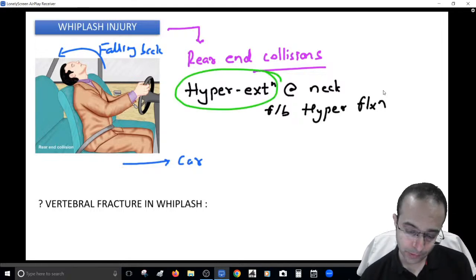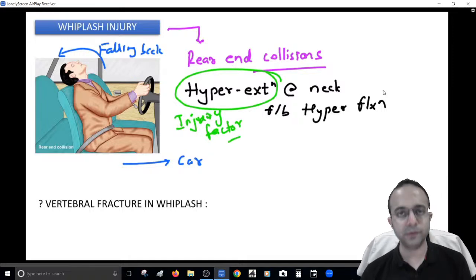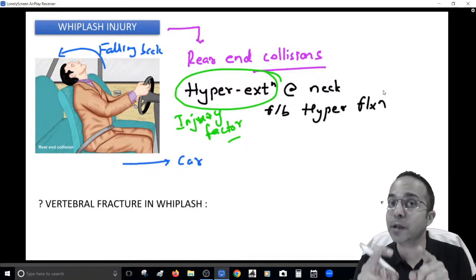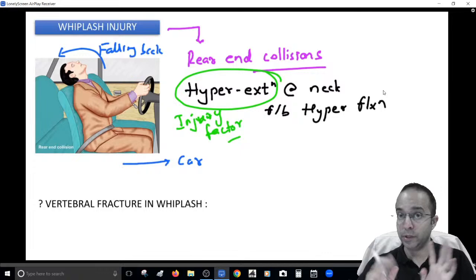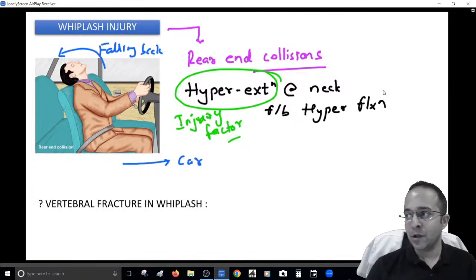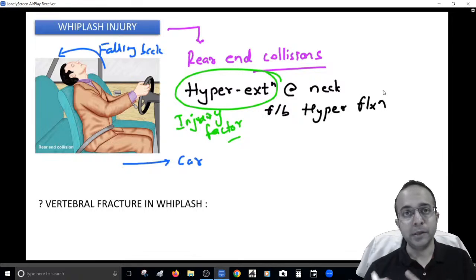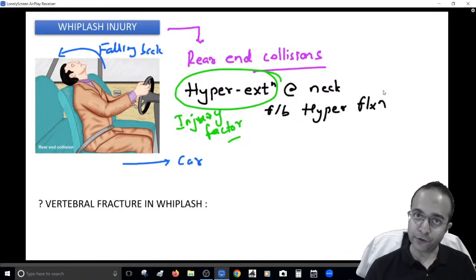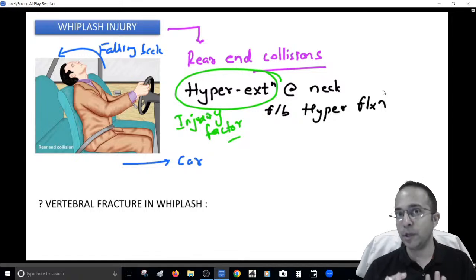Hyperextension. This is the injury factor, not hyperflexion. So injury in whiplash basically occurs from hyperextension. MCQ, MCQ, MCQ, another MCQ. Clear? So are you guys now clear? What do you find in head-on collisions? Chance fracture. What do you find in rear-end collisions? The whiplash injury pattern. Clear with that?